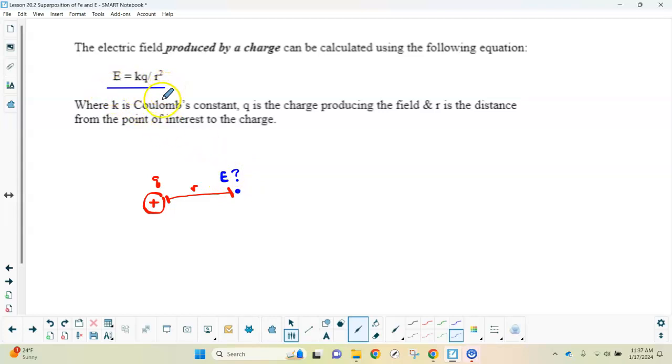If you notice, this is very similar to Coulomb's law, but there's only one charge. So we don't have that second charge to influence. We're just looking at how the space is influenced by this other charge. So E is equal to kQ over r squared. Same ideas that are in Coulomb's law.